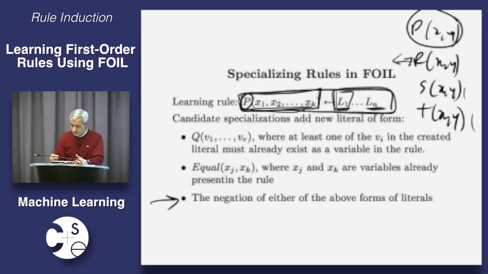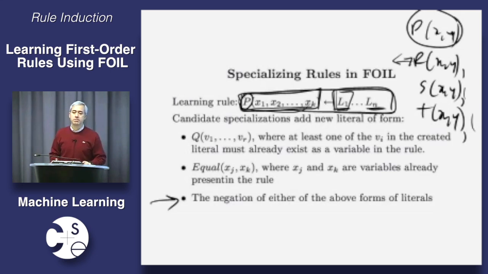So now I have P of xy if r of xy, and s of xy, and t of xy. And now comes the really interesting part. Am I done with the things that I can add here? Certainly if this was propositional rule induction, I would be done. I have now used up all the attributes that I have. But in this case, am I done?